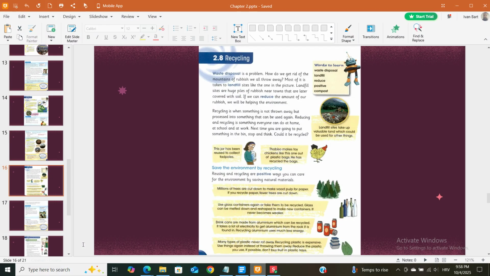Reusing and recycling are positive ways you can care for the environment by saving natural materials. Millions of trees are cut down to make wood pulp for paper. If you recycle paper, fewer trees are cut down. Use glass containers again or take them to be recycled. Glass can be melted down and reshaped to make new containers.